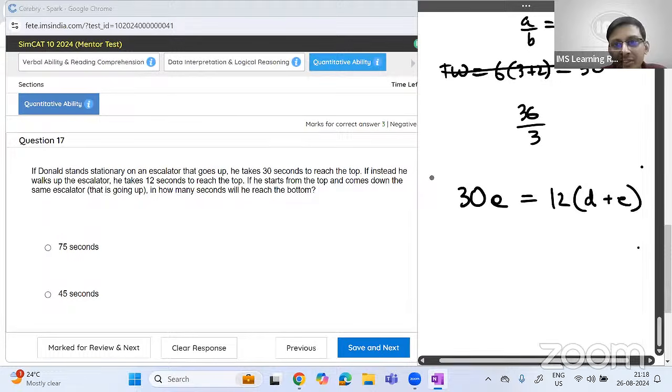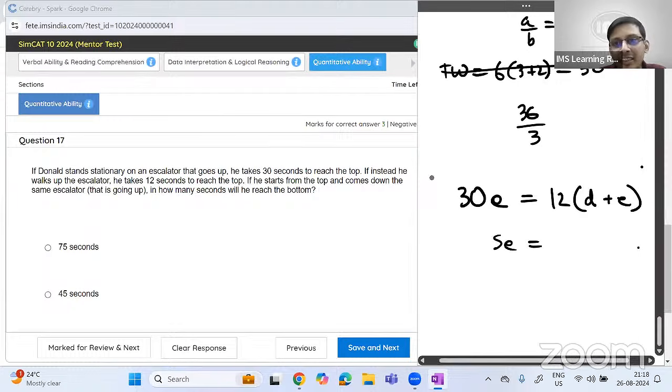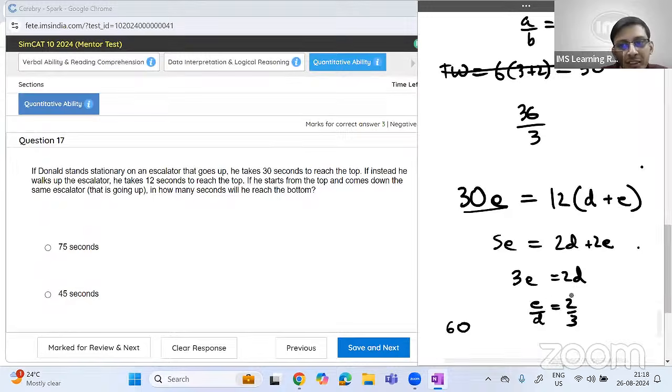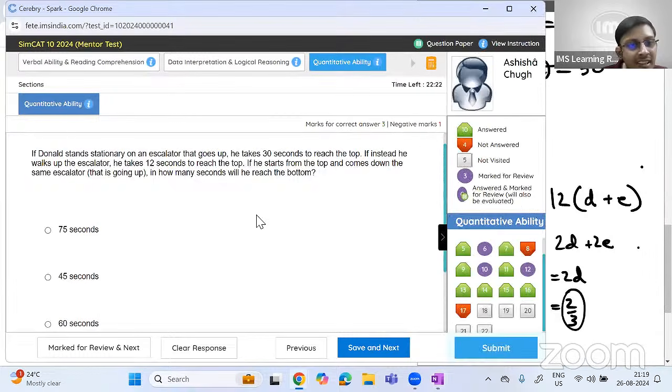Okay. Now using these, we can get a ratio. So we'll get 5E is equal to 2D plus 2E. So 3E is equal to 2D. So again, E by D is equal to 2 by 3. So if I take E to be 2, total will be 30 into 2, which will be 60. And if he starts from the top and comes down, the same as going up, going against the escalator, so speeds will be subtracted, 3 minus 2, 1. 60 by 1, 60 seconds.